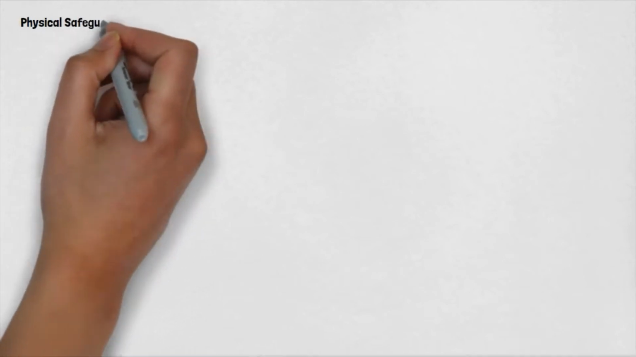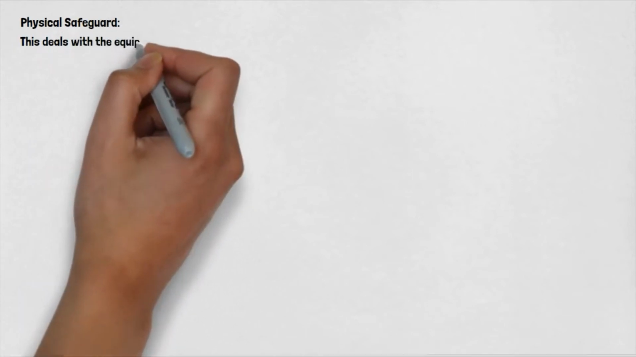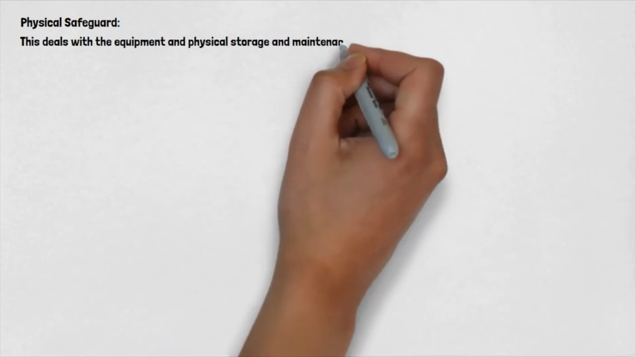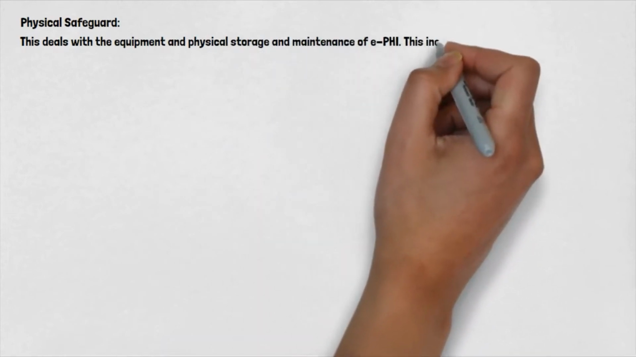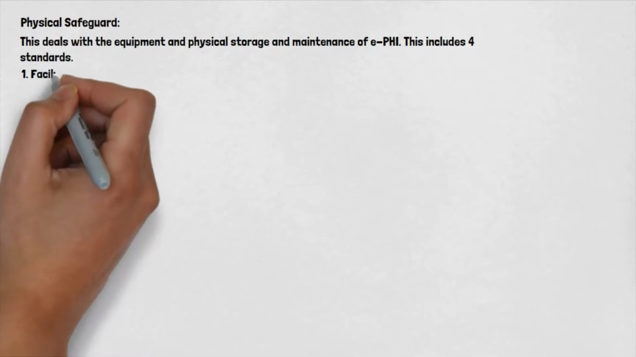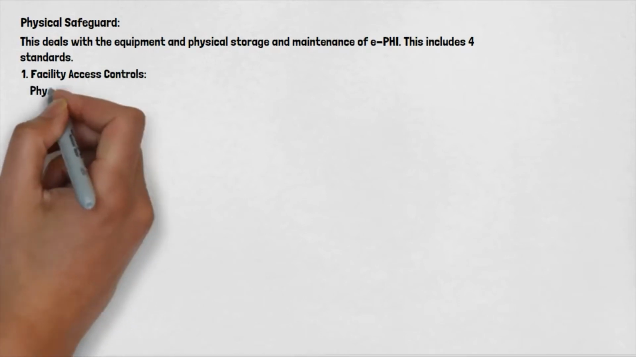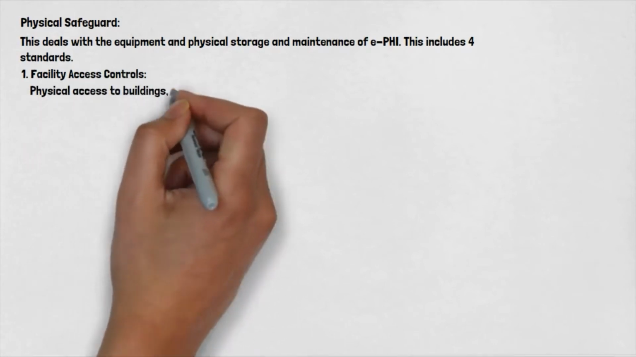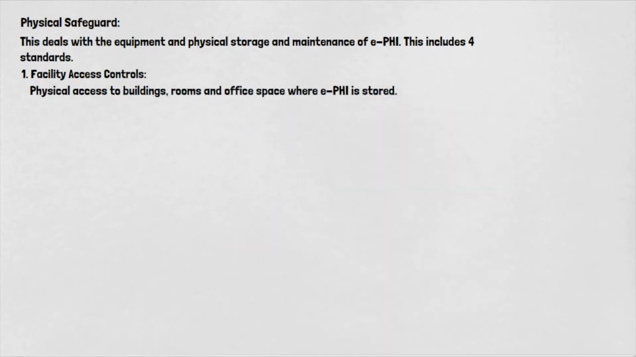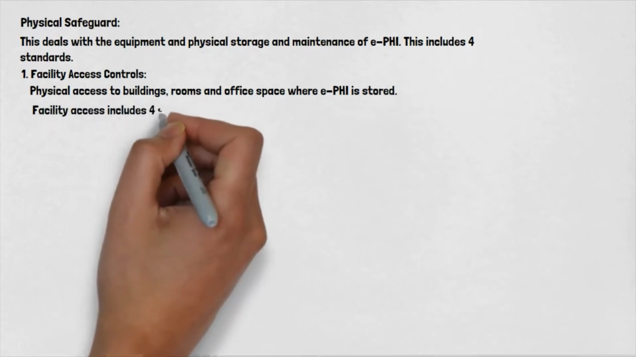Coming to physical safeguards. This deals with the equipment and physical storage and maintenance of ePHI. This includes 4 standards. The first one is facility access controls. Physical access to buildings, rooms, and office space where ePHI is stored. Facility access includes 4 specifications.